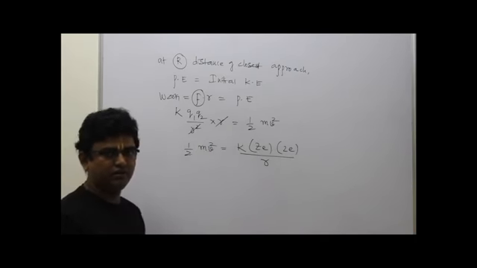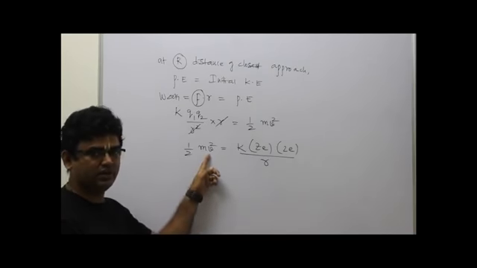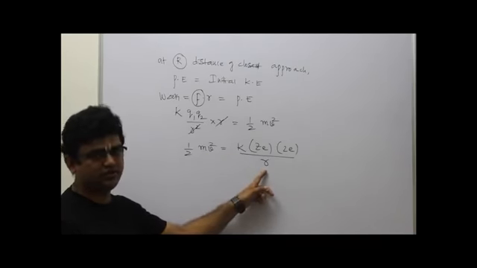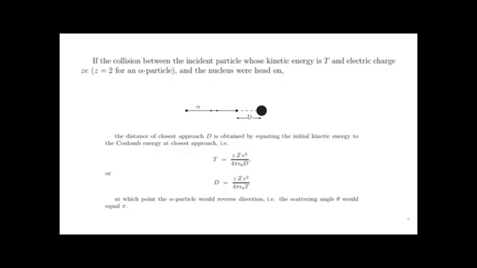Previous IIT question given: with what velocity should the alpha particle be projected in order to attain a closest distance of approach of R? You can easily calculate it by using this relation.